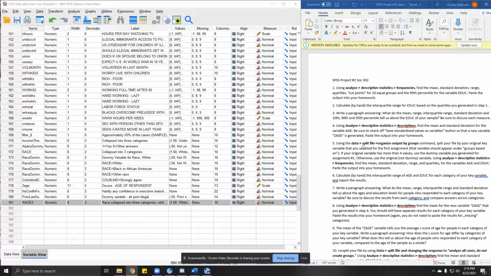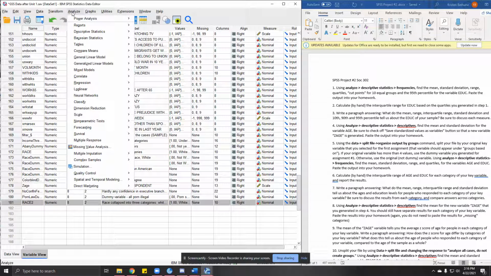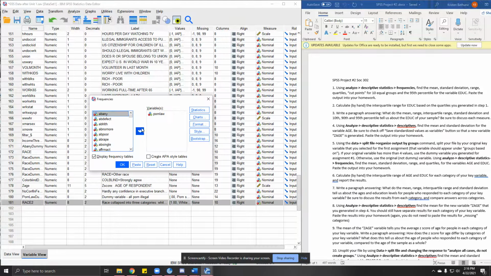All right, SPSS number 2. We are going to work through this as well, right? So first thing we need to do is pull up these descriptive statistics. I am going to follow my instructions by hitting Analyze, Descriptive Statistics, and Frequencies. So I tell you what variable to use.